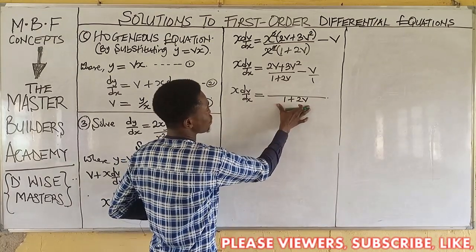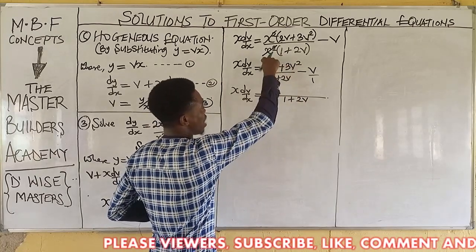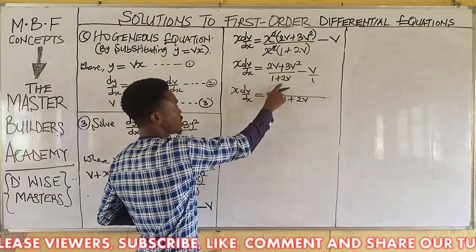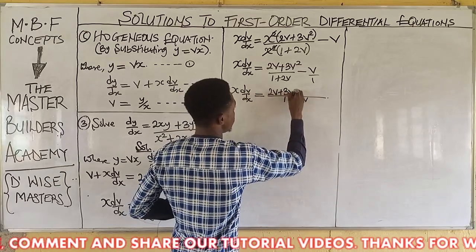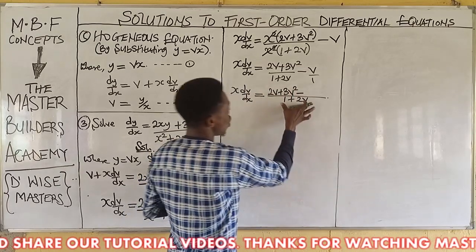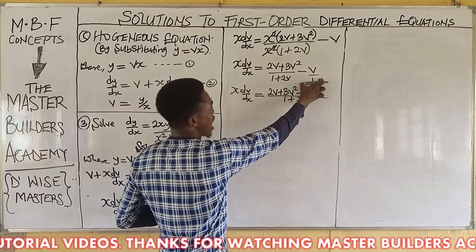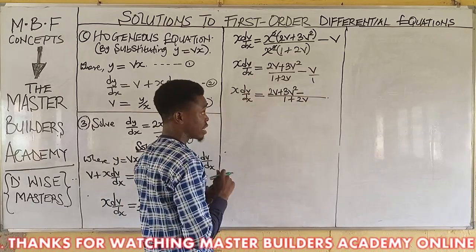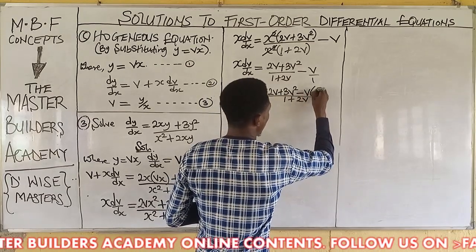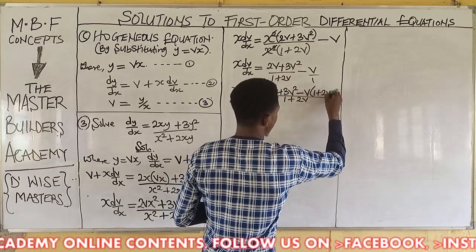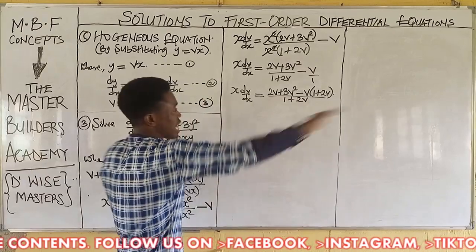Now, 1 plus 2v divided by 1 plus 2v will give us 1, and 1 times the numerator corresponding to this denominator. We will still have this as 2v plus 3v squared. Then minus 1 plus 2v divided by 1 will have given us 1 plus 2v. And 1 plus 2v times this guy, we will have this as v multiplied by 1 plus 2v. Okay? Now let's expand.